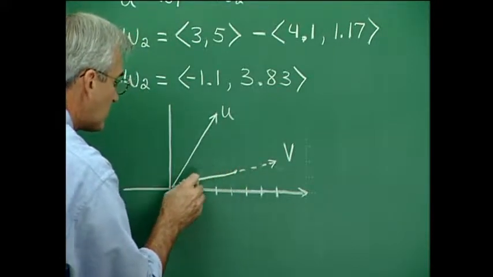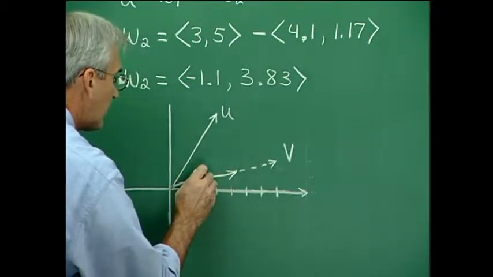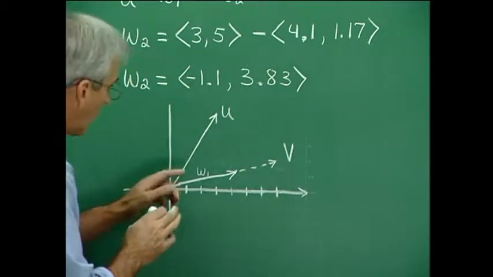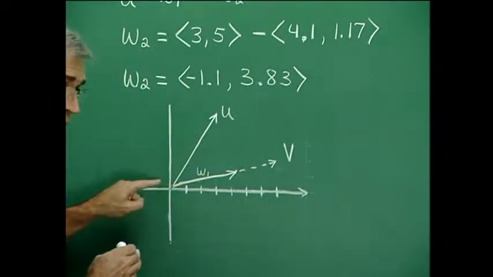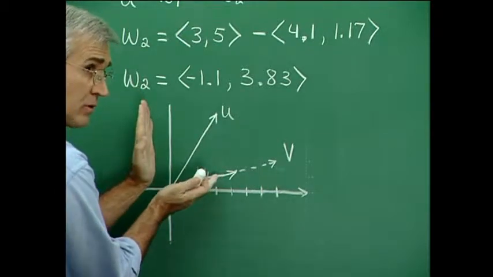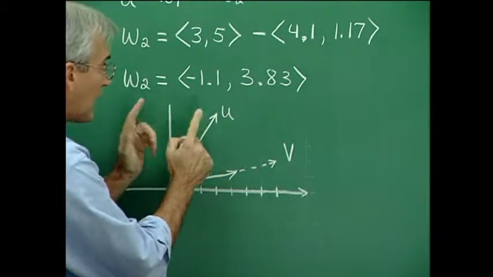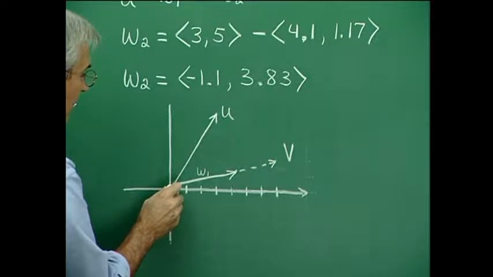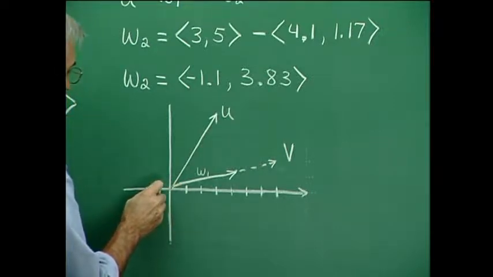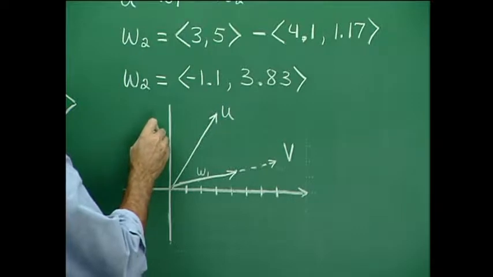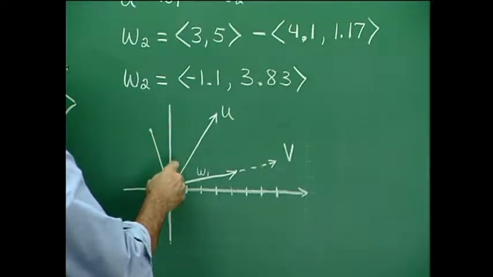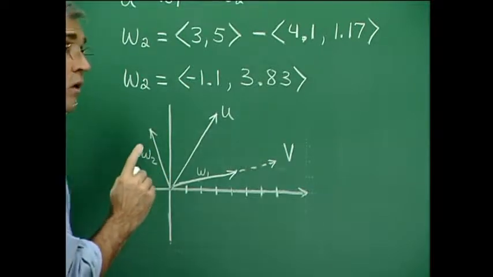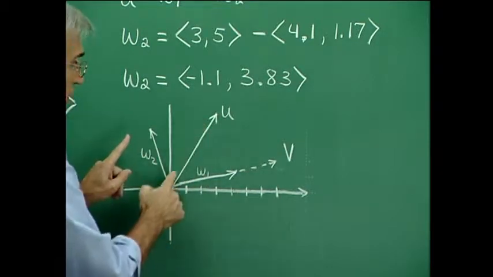And so this is W sub 1. And then we calculated the vector orthogonal with W sub 1, which together with W sub 1 would give u. And we calculated that to be negative 1.1, 3.83. About right here. So these then are orthogonal components for u.